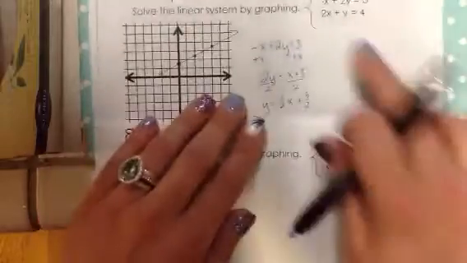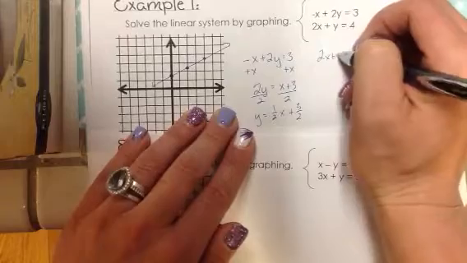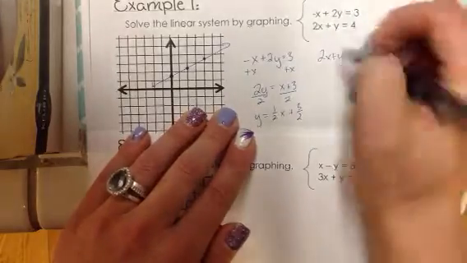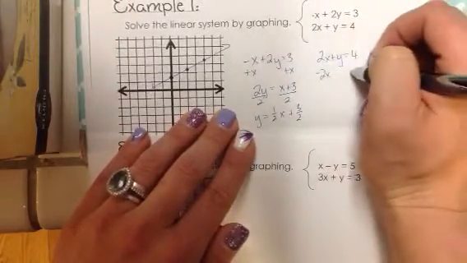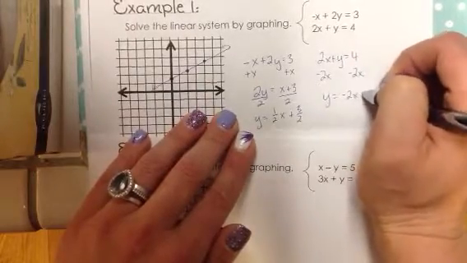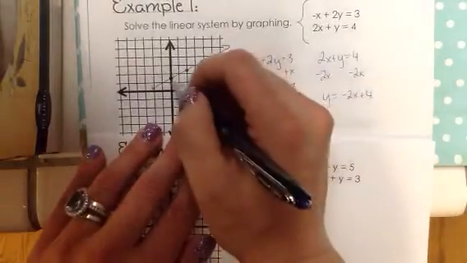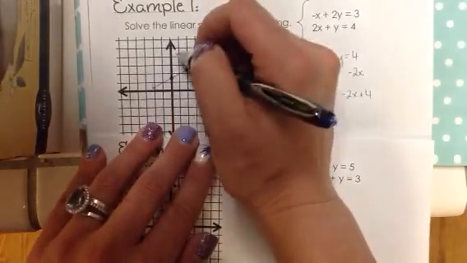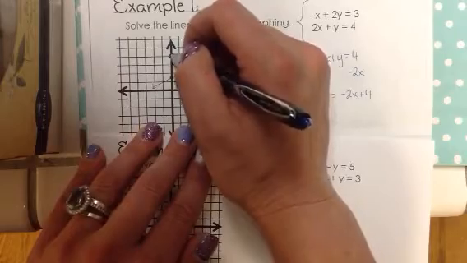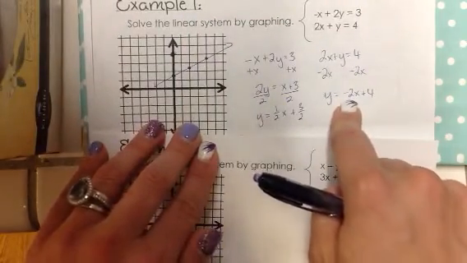And now I need to convert the second equation. So I'll do 2x plus y equals 4. If I subtract 2x from both sides, I get y equals negative 2x plus 4. So my y-intercept is 4. And I go 1, 2, 3, 4. And my slope is down 2 over 1.